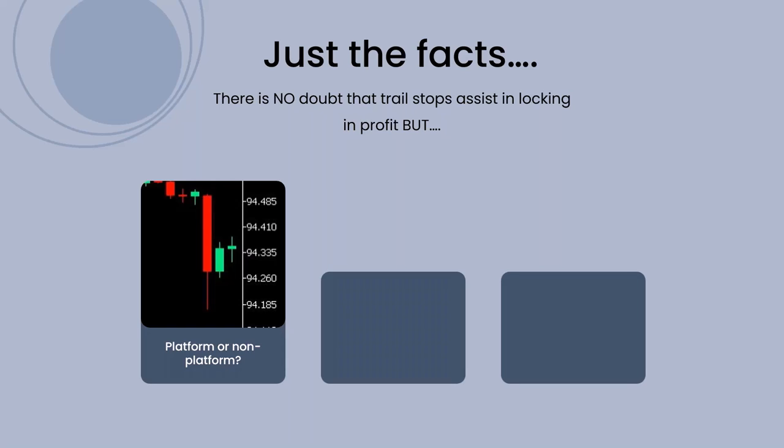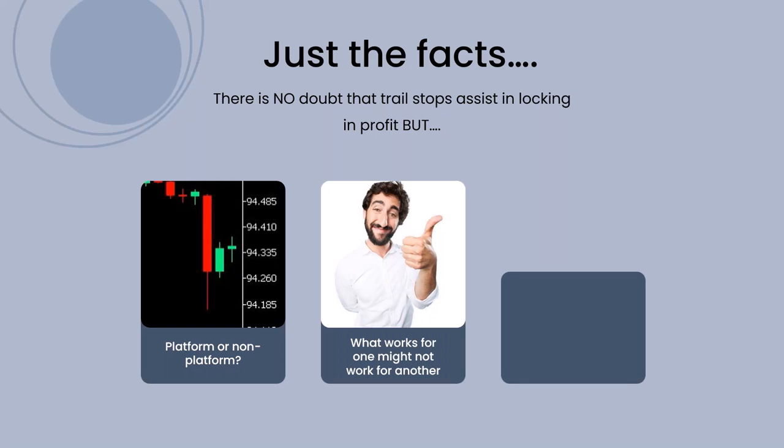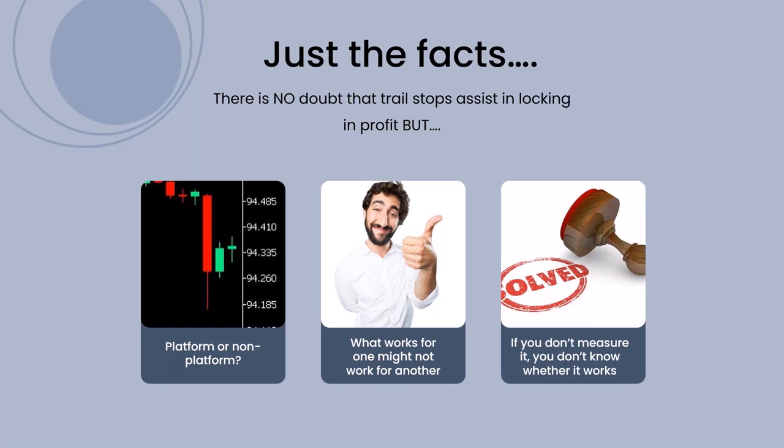So look, there's no doubt that trail stops assist in locking in profit, but there are a few challenges, a few things to think about. First of all, do you place it on your platform or not on your platform? One trail stop method might work really well for one asset class, but not the other. There's a solution to that, which we'll talk about along the way. And the bottom line is, if you don't measure what you're doing, you don't know what works or what works best.